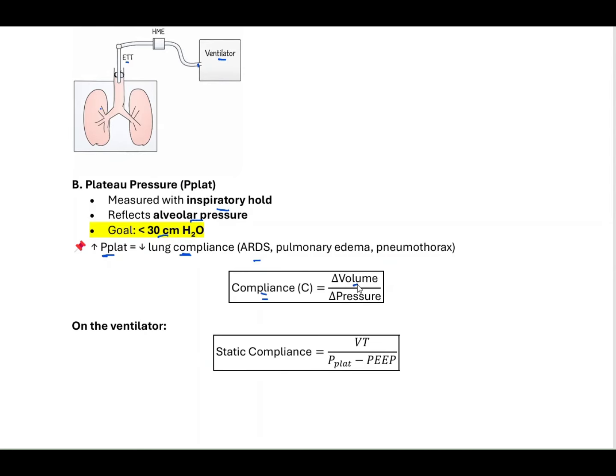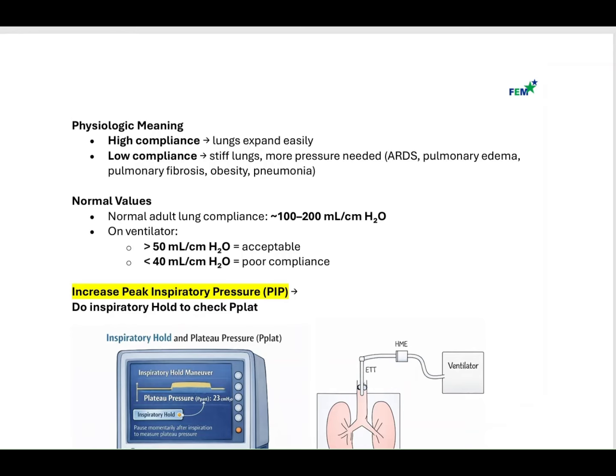And as we know, compliance is the change in volume divided by change in pressure. And what's our change in volume? That's our preset tidal volume, the tidal volume that we're giving. And our change in pressure is going to be the pressure that you get during the inspiratory hold, which is the plateau, minus the PEEP that you set. That difference is going to be the change in pressure, because that change in pressure is the driving pressure. So that's what's driving the tidal volume into the what? Into the lung. So that will be our driving pressure. So on the ventilator, our static compliance will be the tidal volume, which is the change in volume, divided by plateau minus PEEP, guys.